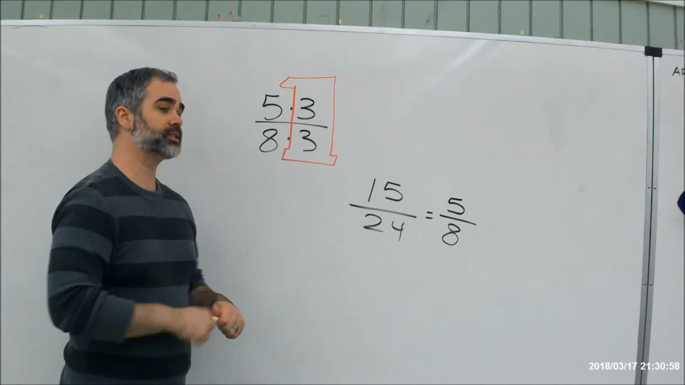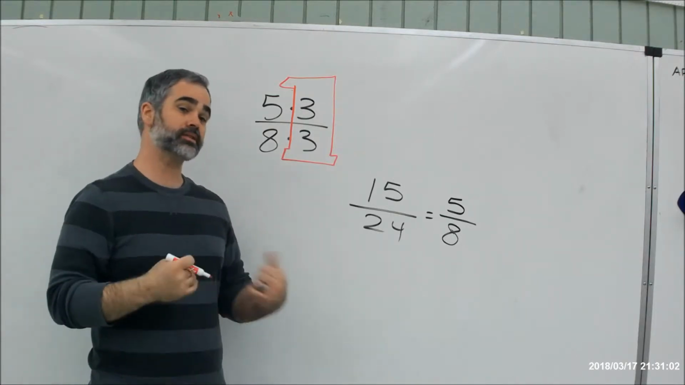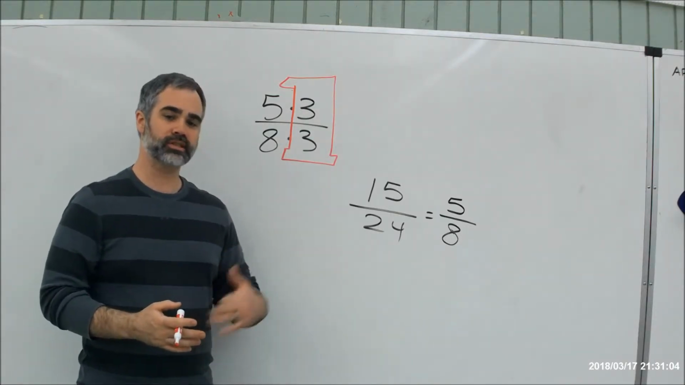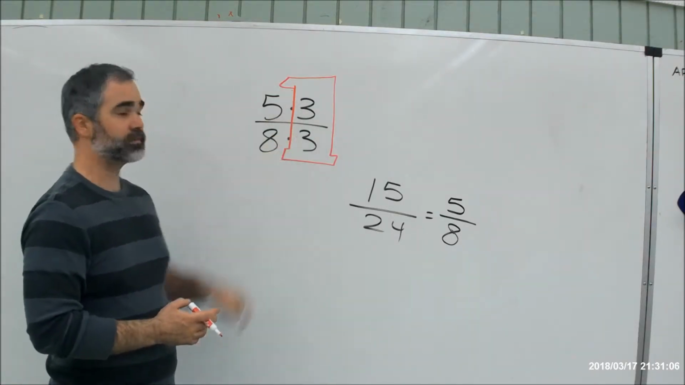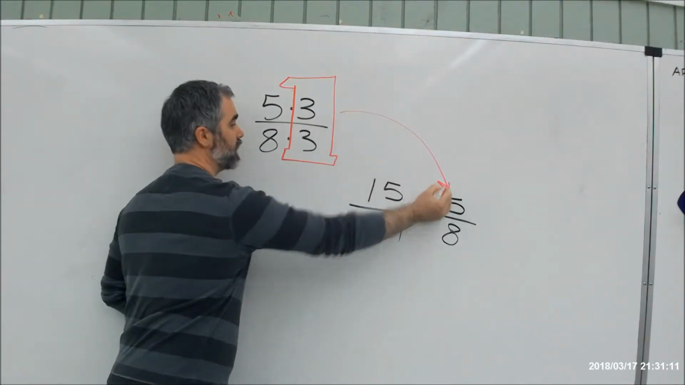So what we really see here is this cancels out. So if you ever see your teachers talk about canceling something out, it's not that those numbers disappear, it's that they divide into a big 1. So my actual answer is 5/8.